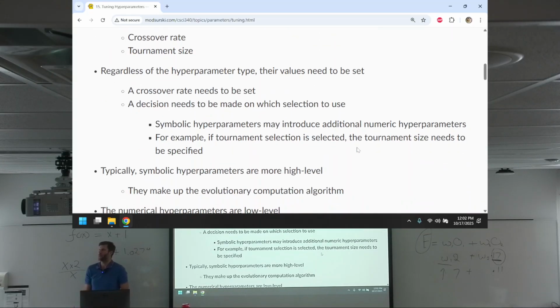Regardless of the hyperparameter type, we need to set these things, though. And we need to set them based on something. At this stage, you're new at this, so you're going to sit there and be like, well, why would I want tournament over roulette wheel? Why would I want 1-point crossover or 2-point crossover, right? Why? When you're new at this, you're not going to have an answer.